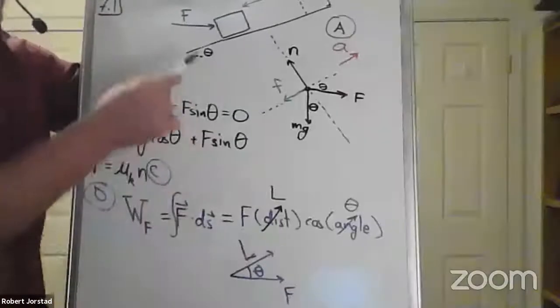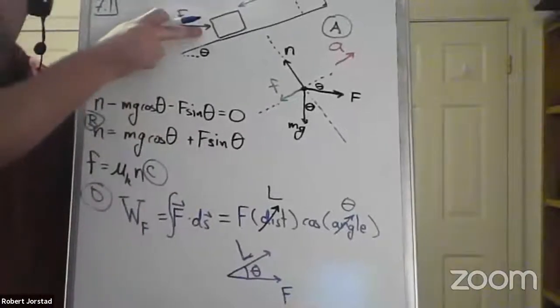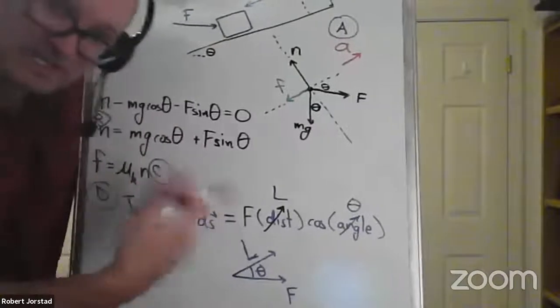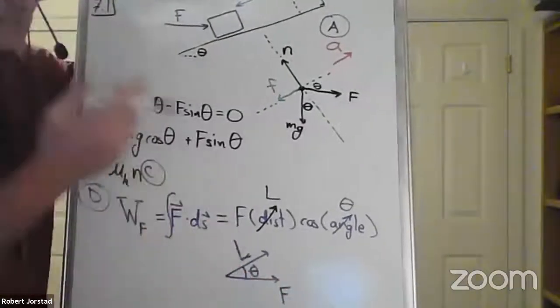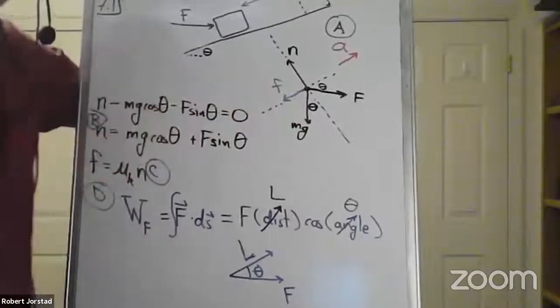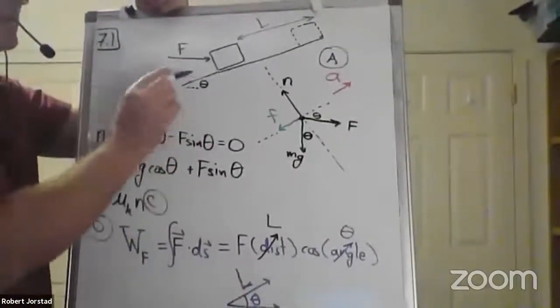Positive. Positive. The angle's less than 90. Let's also look at our picture. If you push on this block and it's moving the way you push it, shouldn't this force tend to speed you up? This seems entirely plausible that the work done by F should be positive because, again, we know the block is moving this way.